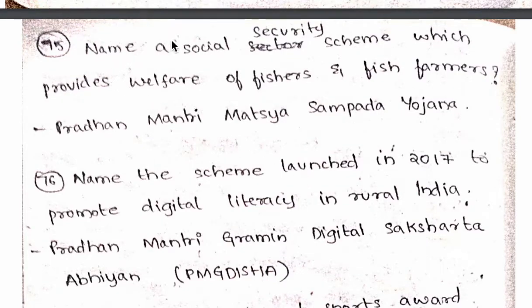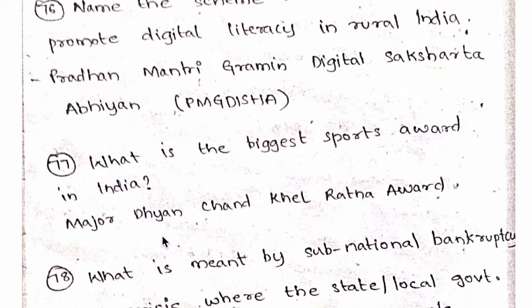75th question, name a social security scheme which provides welfare for the fishers and fish farmers. It is Pradhan Mantri Matsya Sampada Yojana. 76th question, name the scheme launched in 2017 to promote digital literacy in rural India. It is Pradhan Mantri Gramin Digital Saksharta Abhiyan. 77th question, what is the biggest sports award in India?